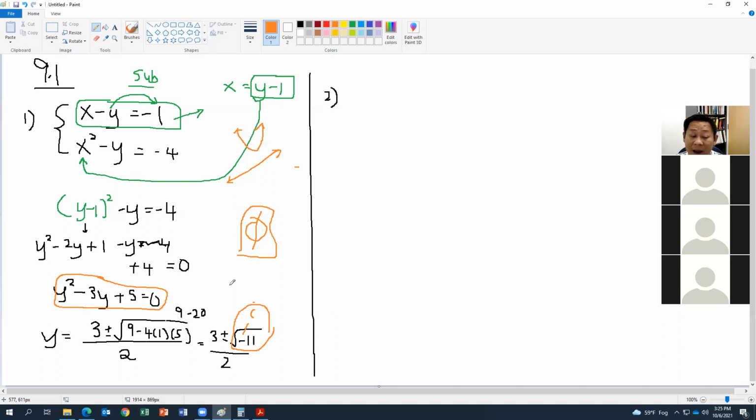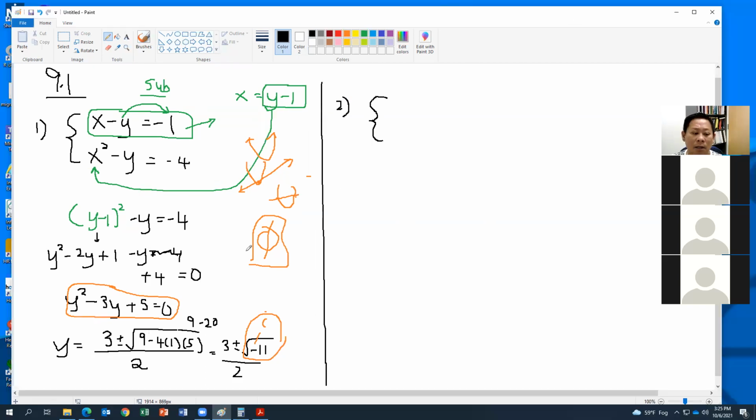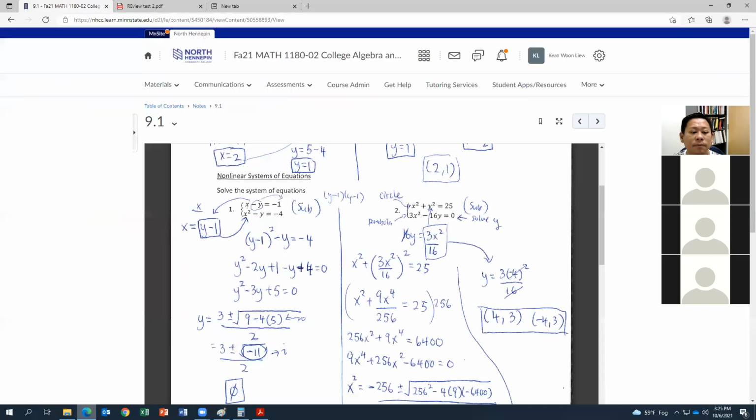If you solve and get a real answer, then it will cross. Sometimes it crosses at 1 point, meaning you only touch at 1 point, and sometimes it crosses at 2 points, depending on the question. So how do we know? If you find it complex, you got no solution here. Does anyone have any questions with this?